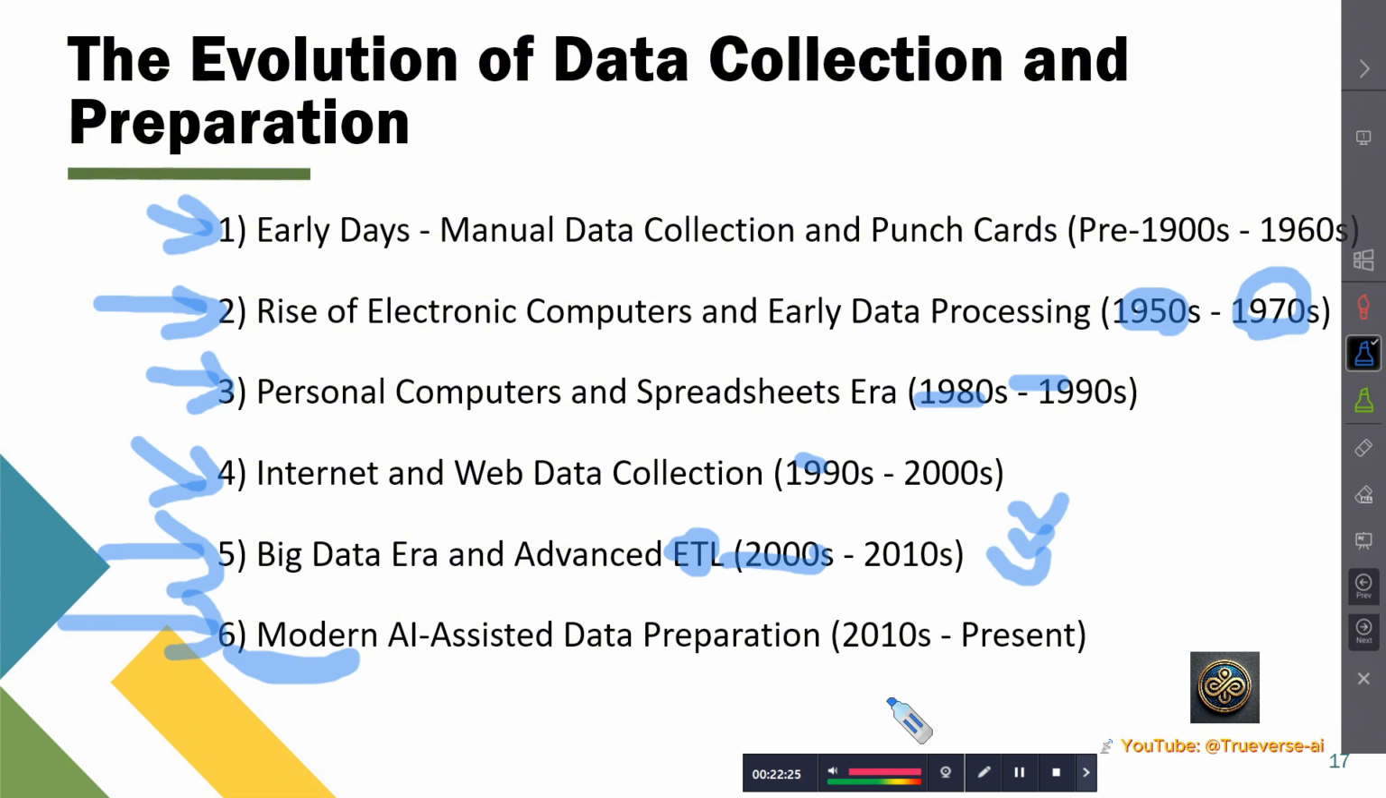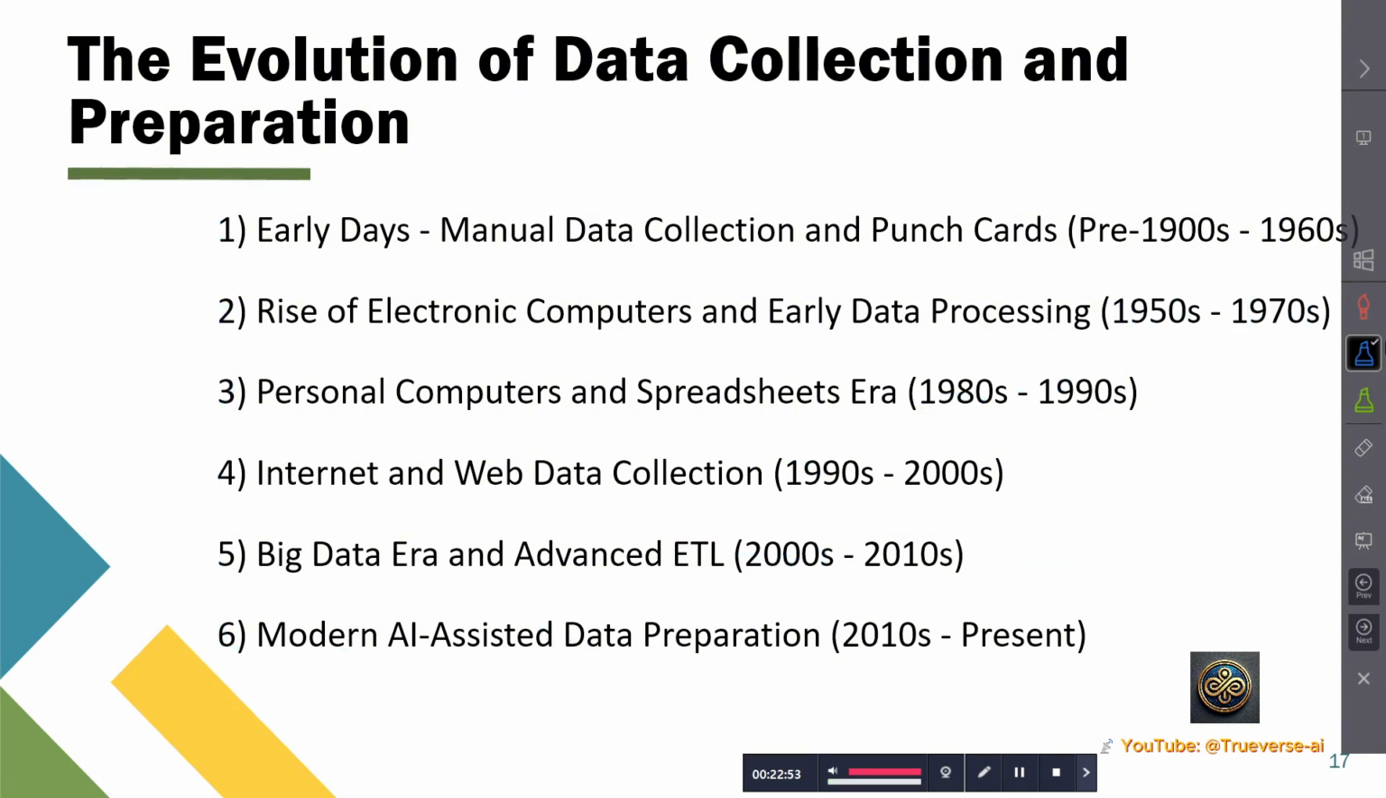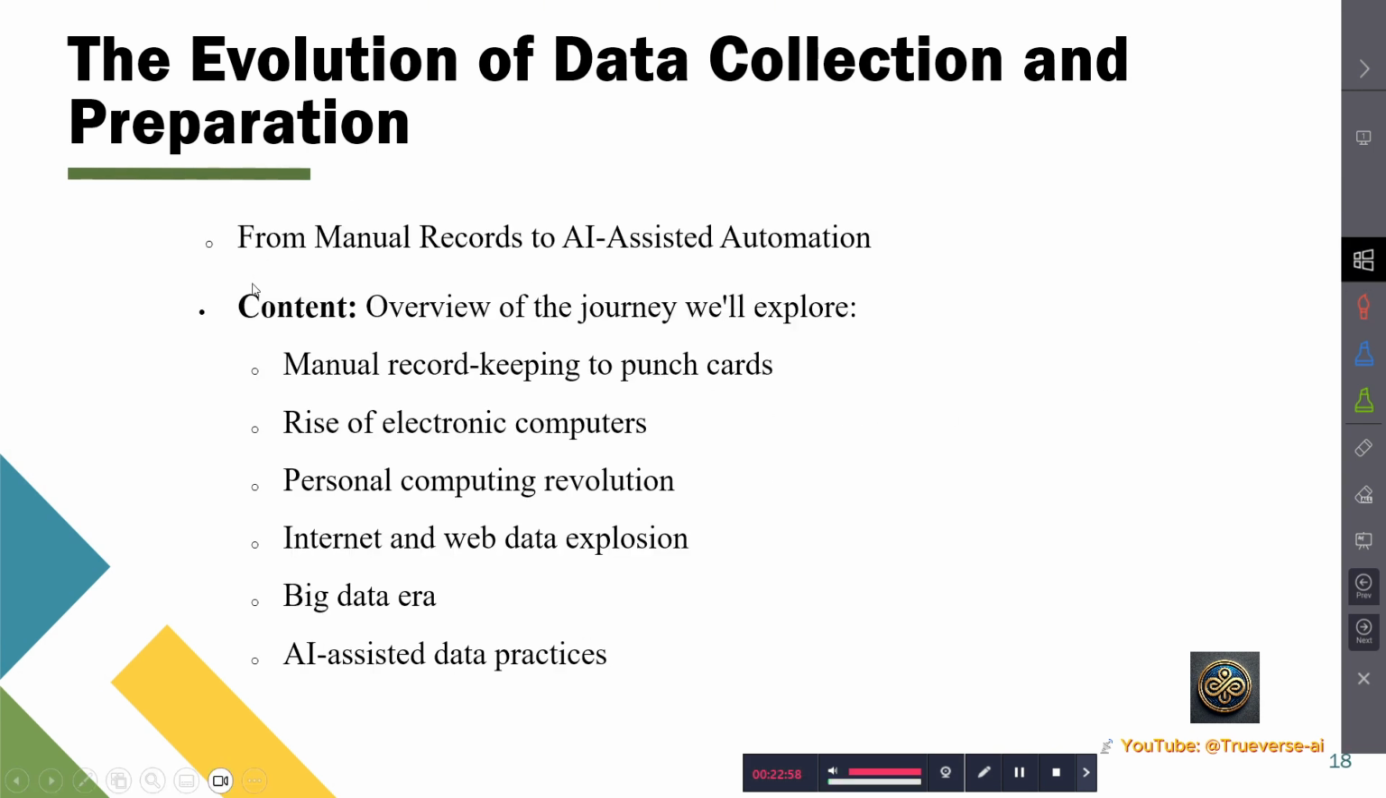So, as a recap of what we discussed about the evolution of data collection and data preparation, understanding this evolution is key to appreciating the tools and systems that we have today, and how they have developed to meet the increasing demands of modern data management. So this is very important. And you see, from manual record to AI assistant, if we summarize it.